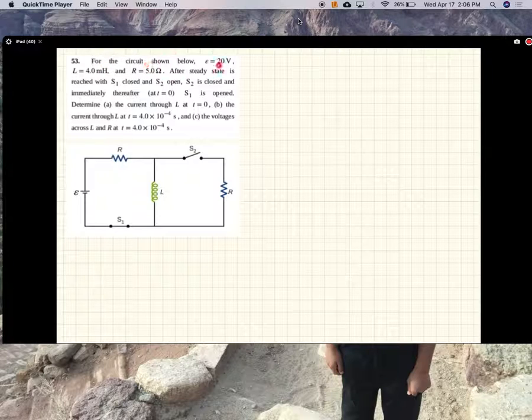All right, for the circuit shown below, E equal to 20 volts, L is 4 millihenries, and R equal to 5 ohms. After steady state is reached, you close the switch, the current rises. This is not part of the circuit. The current rises in this, but the steady state current is just E over R. So in this circuit, it's E over R.